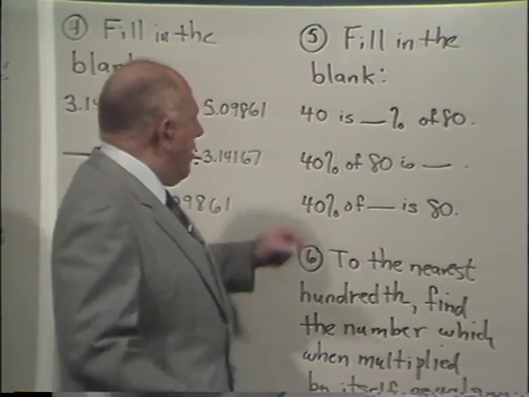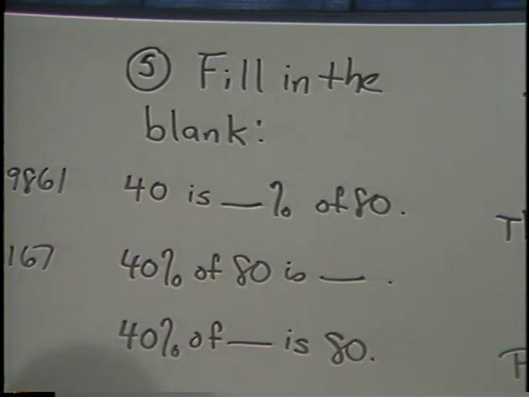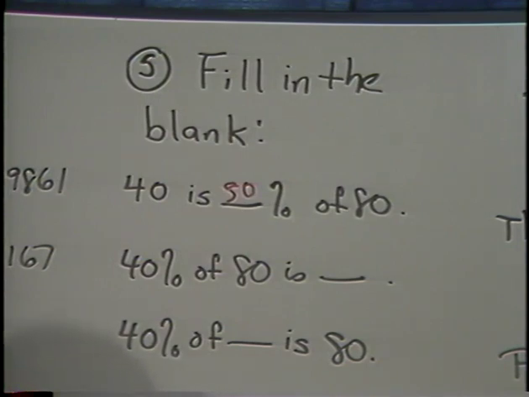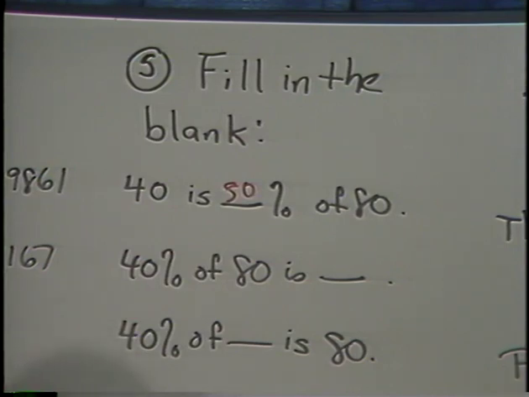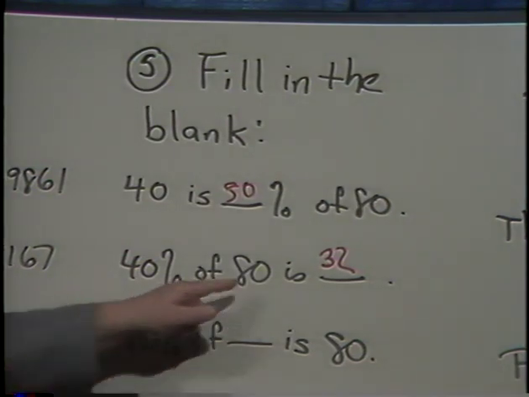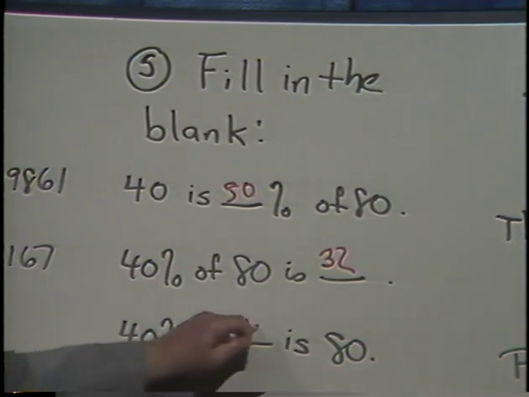You see, the first says what? What part of 80 is 40? It's 40/80ths, which is 1/2, and as a percent, 1/2 is 50%. The second problem says take, at a rate of 40 per 100, how many would you take out of 80? And that would be 32. See, because 40% is 2/5, 80 divided by 5 is 16, 16 times 2 is 32. The third part says 40% of what number is 80? Well, if 40% is 80, 1% must be 2, and if 1% is 2, 100% is 200.